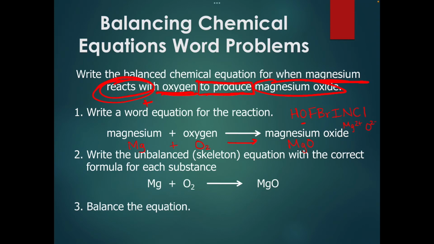So after we've gotten our unbalanced chemical equation, then we can balance it. So right now, just looking at this, do you see we have 1 magnesium on each side? But we have 2 oxygens on the left and only 1 oxygen on the right. So that means we are going to need to add a 2 here to balance our oxygens. So now we have 2 oxygens on the left, 2 oxygens on the right. But now our magnesiums are no longer balanced. We have 1 on the left and 2 on the right.